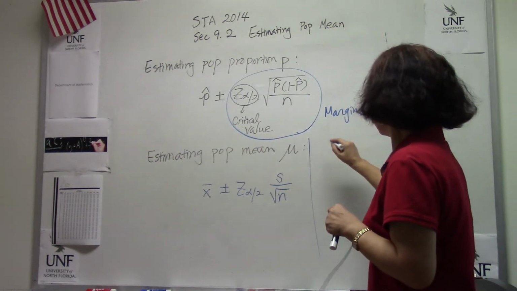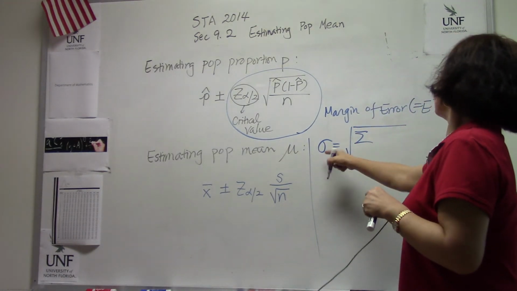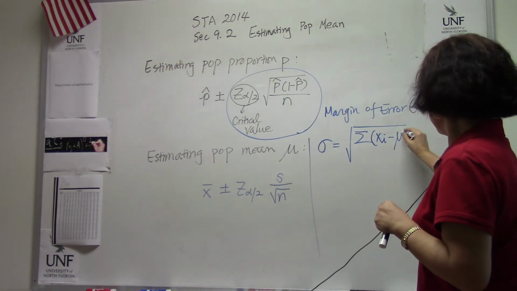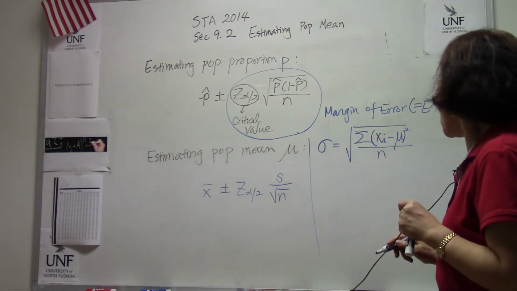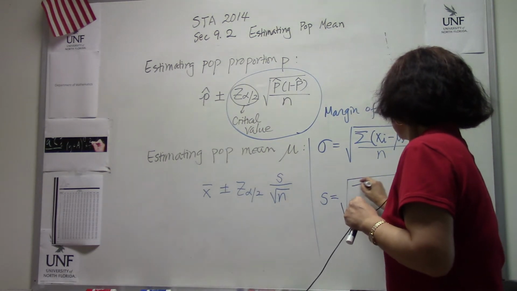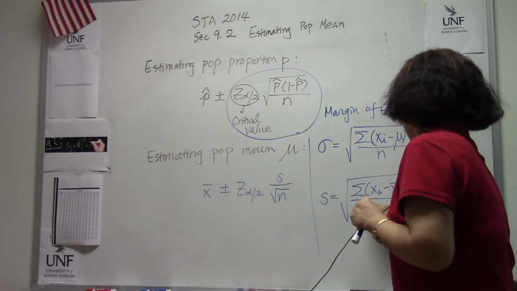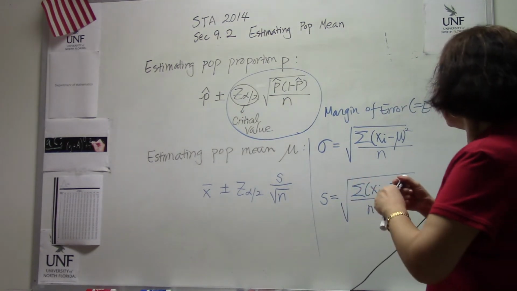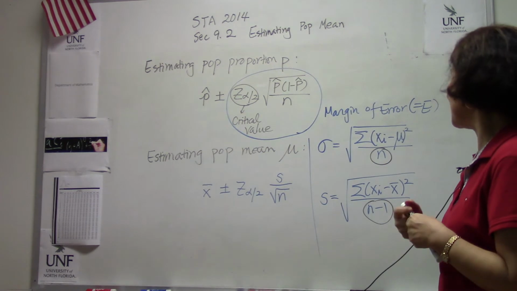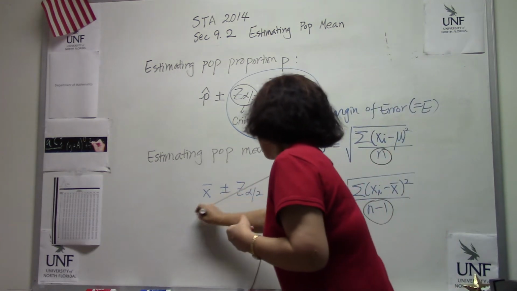Earlier in chapter 3, the definition of the little sigma, the standard deviation, was the square root of the sum of xi minus mu squared over n. On the other hand, the sample standard deviation S is the square root of the sum of xi minus x bar squared over n minus 1. There is a discrepancy between n and n minus 1. That's why it's not going to work. We cannot copy this way.